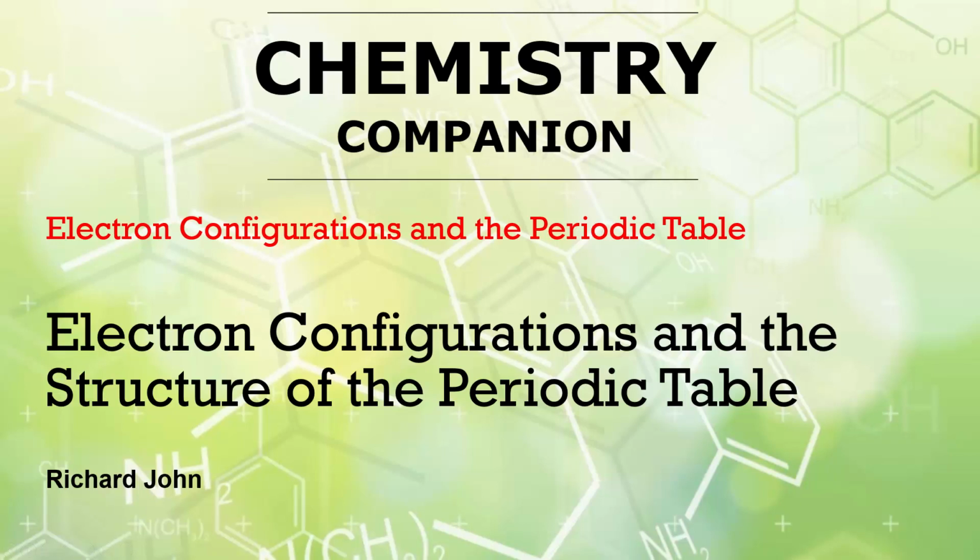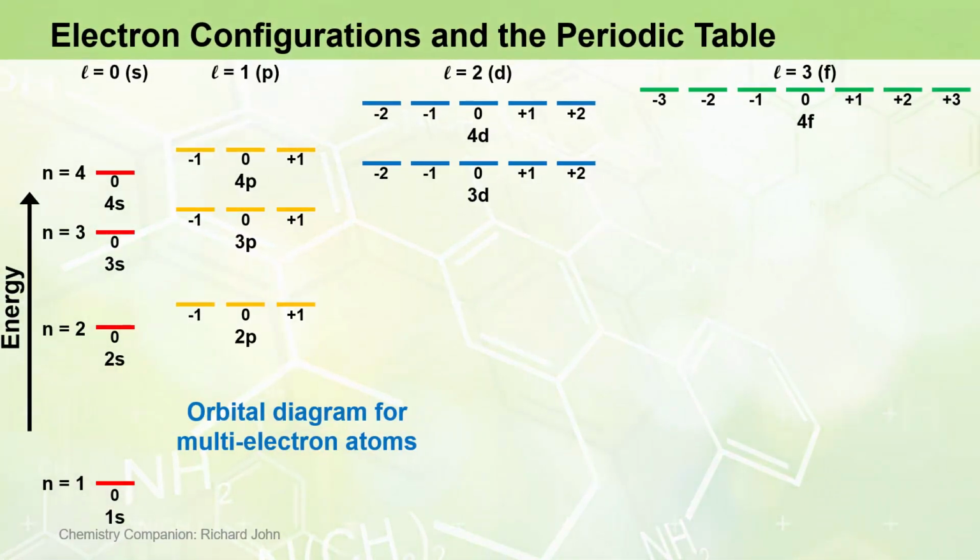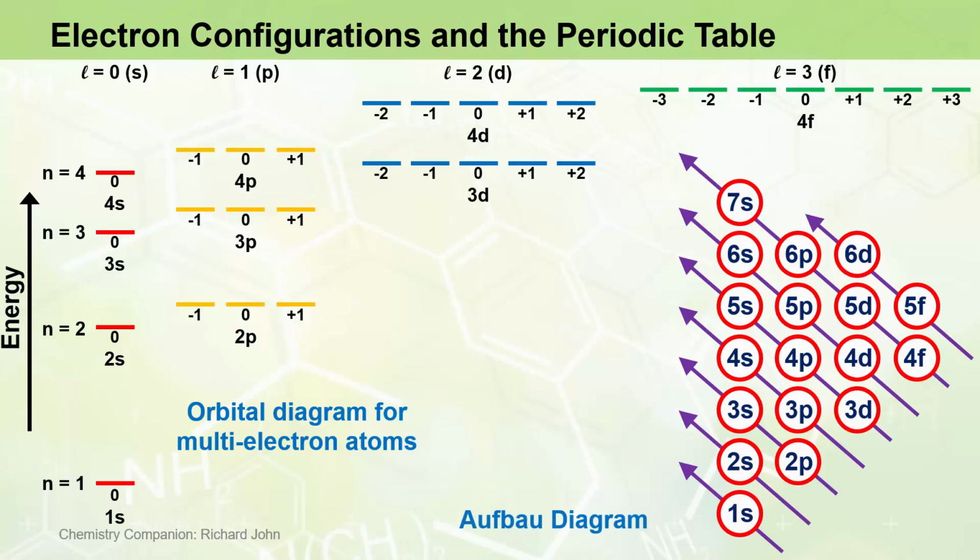In this video, we explore electron configurations and orbital diagrams in a bit more detail and show how both are closely linked to the structure of the periodic table. So here is the orbital diagram for multi-electron atoms that we can use in combination with the Aufbau Principle and Hund's rule to construct orbital diagrams and full electron configurations for all atoms.